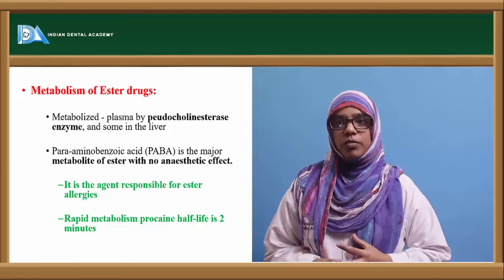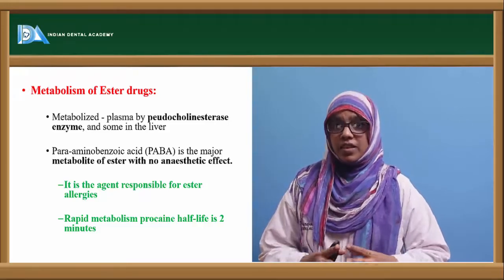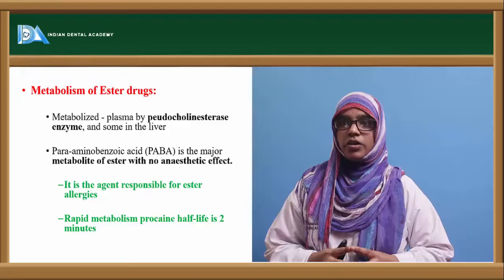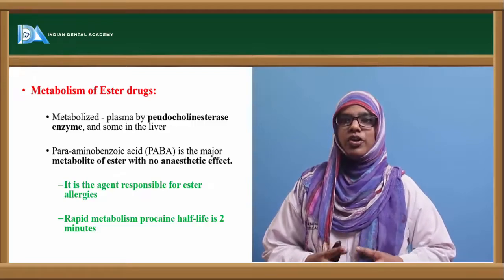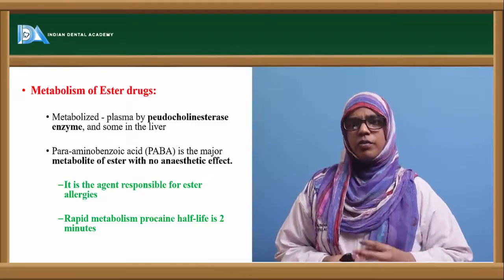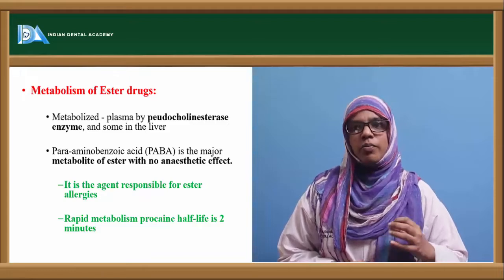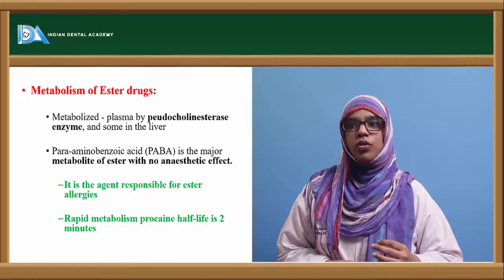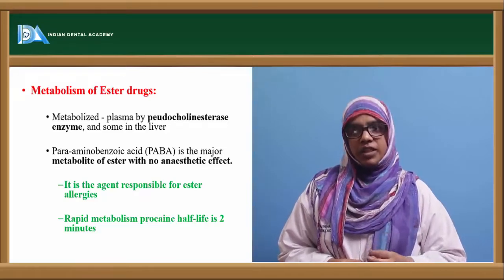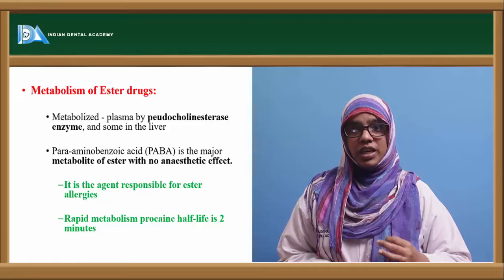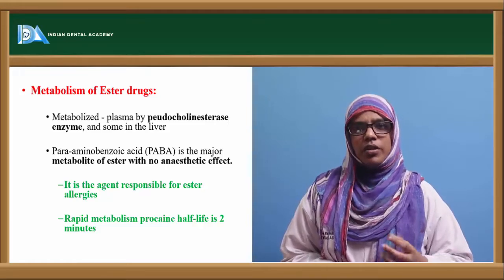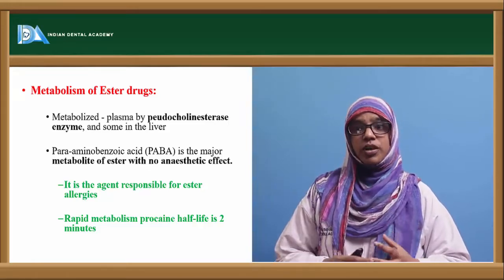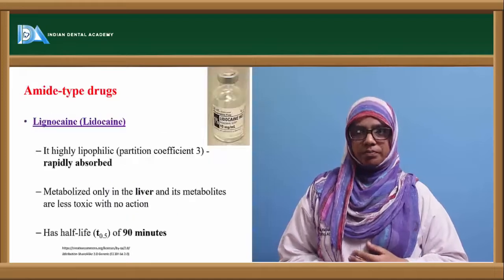Now, metabolism of these ester drugs. As I mentioned earlier, most of them are metabolized in plasma by the pseudocholinesterase enzyme and a few of them in the liver. Para-aminobenzoic acid is a major metabolite of the esters, with no anesthetic effect. It is the agent responsible for the ester allergy. Metabolism is rapid; the procaine half-life is 2 minutes.